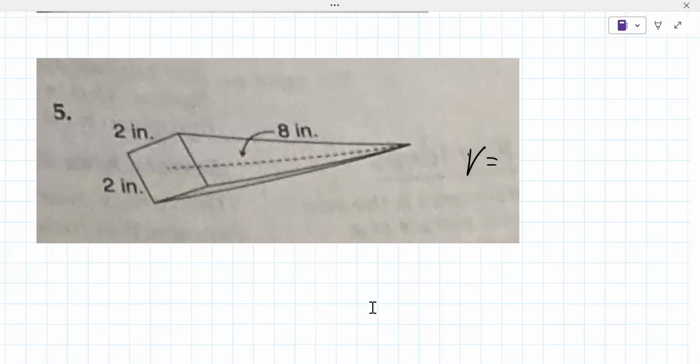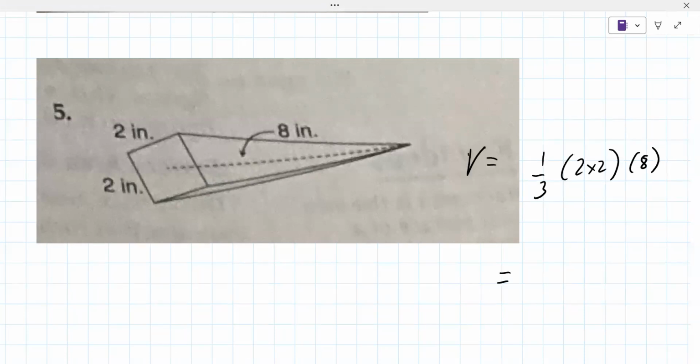Like 10.6? How did you come up with 10.7? Tell me what you did. 2 times 2, and then that would make 4 for the area, and then 4 times 8 divided by 3. Okay. And then times the height 8. Yep. Good. Really good.